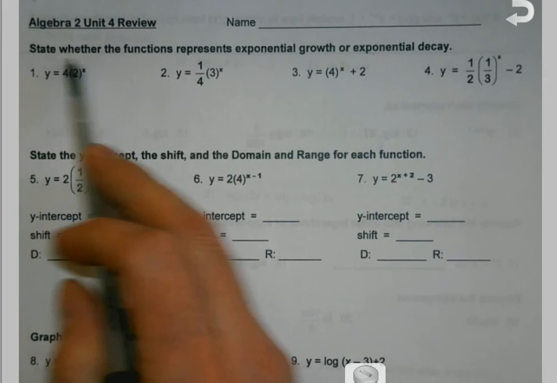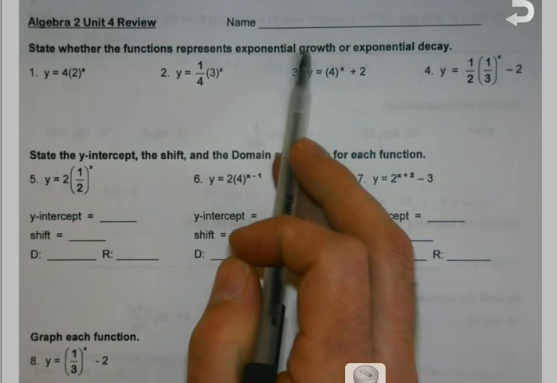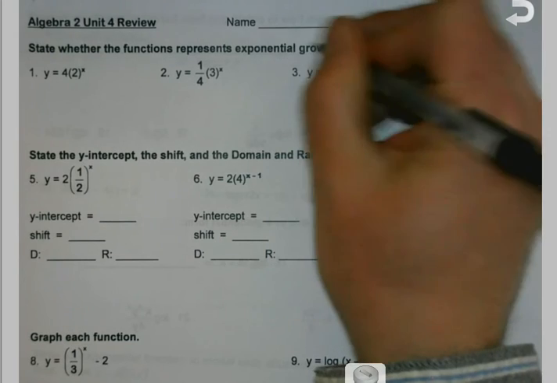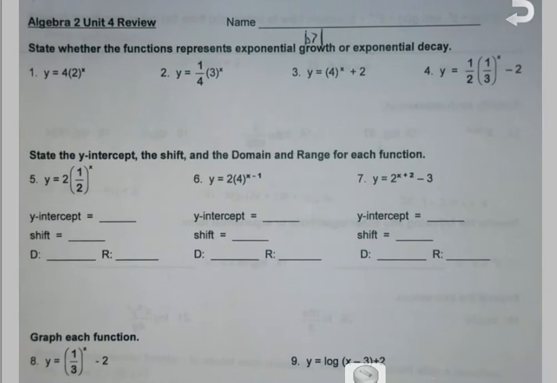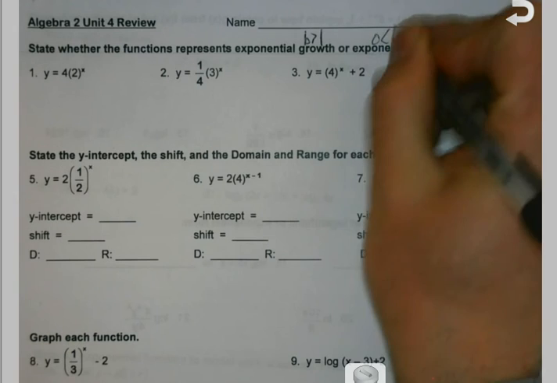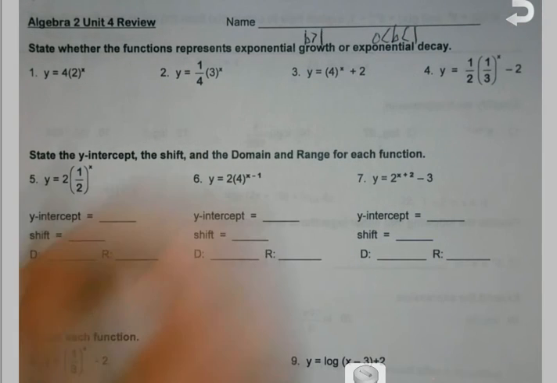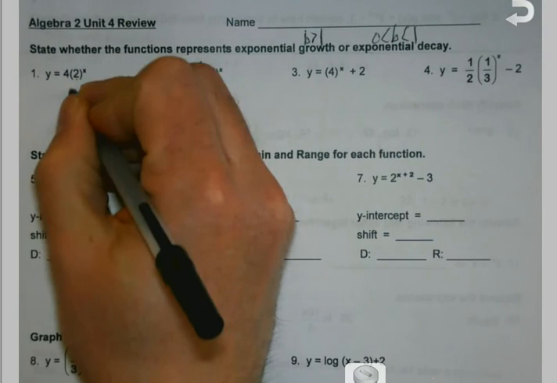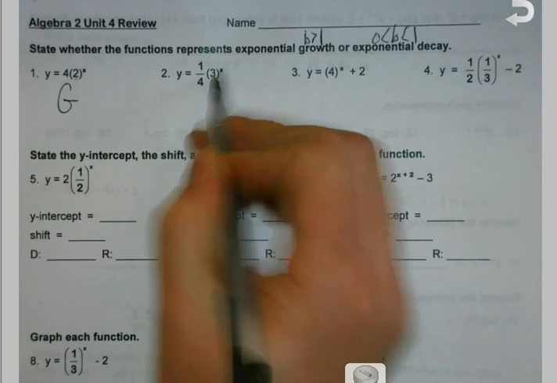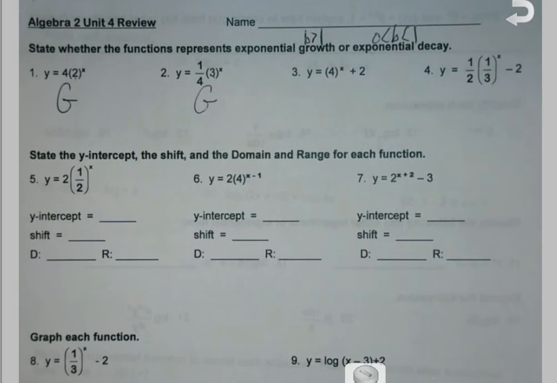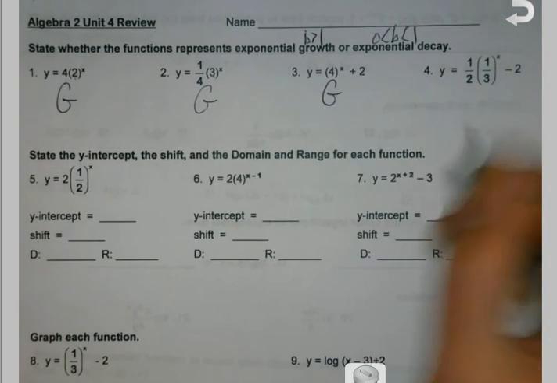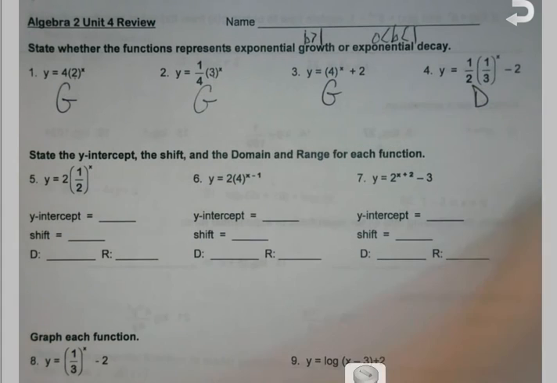So for this first part, state whether the functions represent exponential growth or decay. Remember, if that B value is greater than 1, it's going to be growth, unless you have a negative exponent, of course, and it'll be decay if it's between 0 and 1. So all I've got to look at in each of these is the number that's in the parentheses. That is my base value. Wow, lots of growth. Okay, we got one decay here at the end.